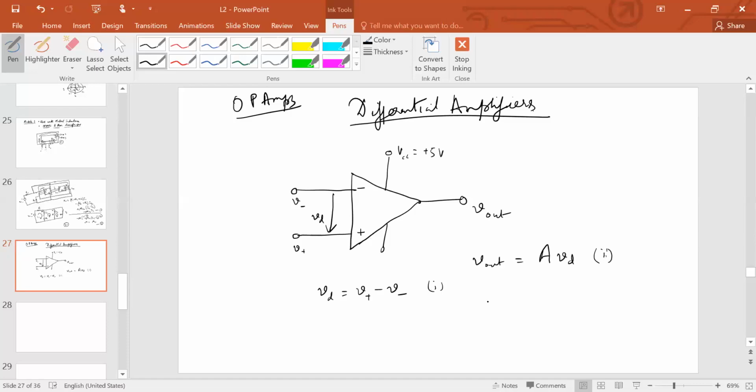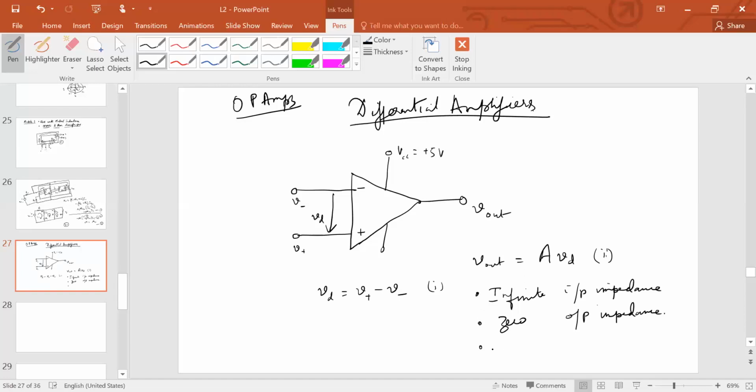And in addition, there are a few assumptions here. It is assumed that an op amp has infinite input impedance and zero output impedance. This will be clear shortly when I draw the equivalent circuit of an op amp. Then you will begin to see what this means, and it starts to make sense. All right. And these are some of the assumptions related to an op amp.